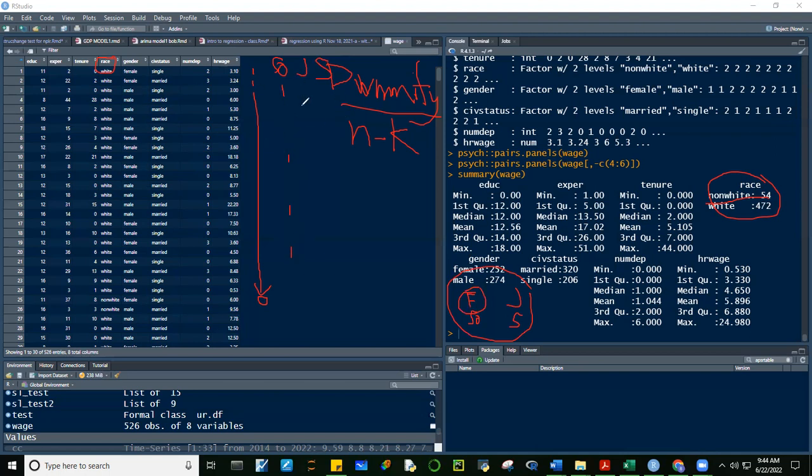Pag junior naman, dito siya magiging 1. Kunyari may mga junior doon, junior yan. Okay. So the rest here will be 0. Senior naman, magiging 1 siya dito. Kung saan may senior, may 1 siya doon. The rest will be 0.